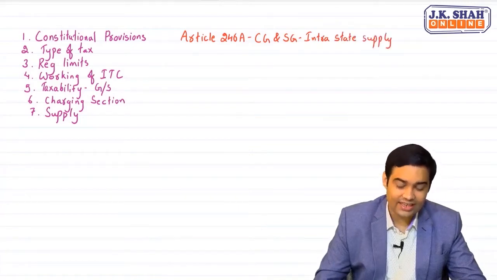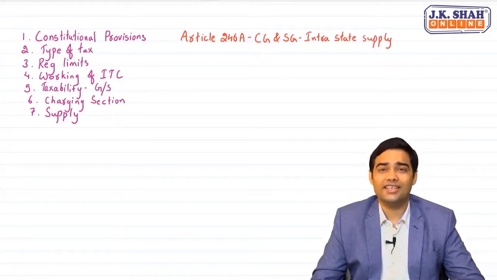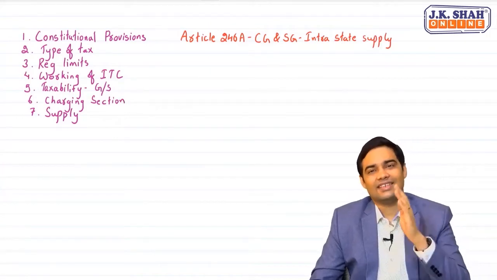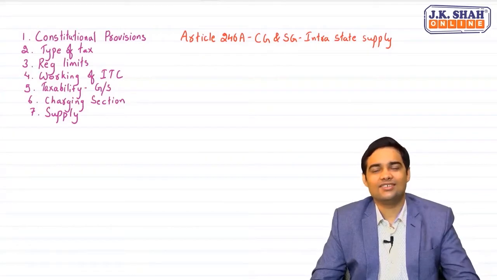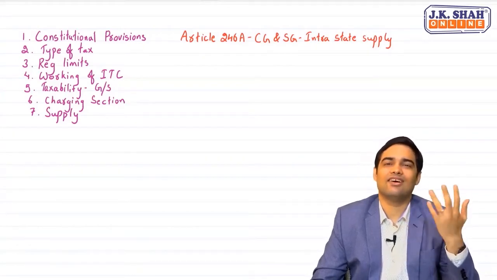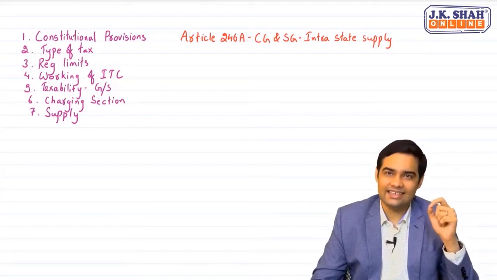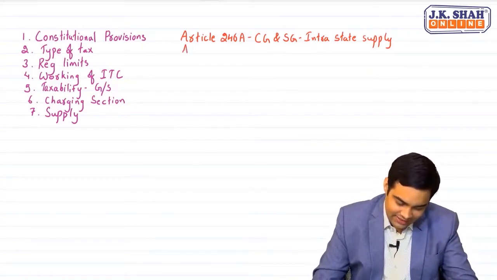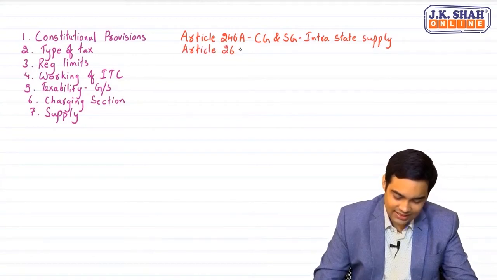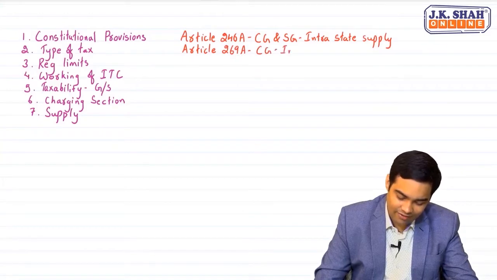Then the question arises as to what would be the tax when the supply is between two states, where the supplier is in one state while the consumption is in the other state. We call it as interstate supply. Now, in case of interstate supply, there is Article 269A, which says central government would have the power to levy GST in case of interstate supply.